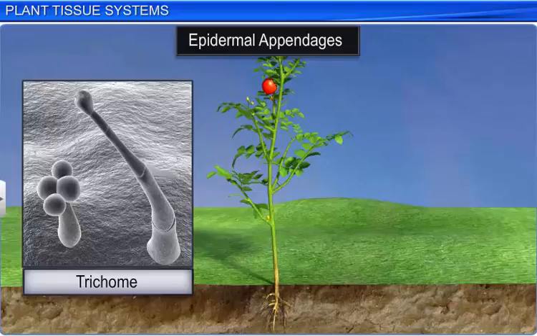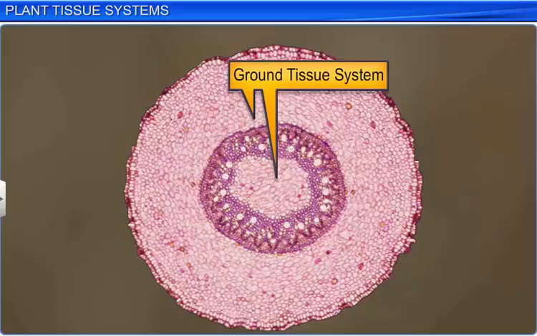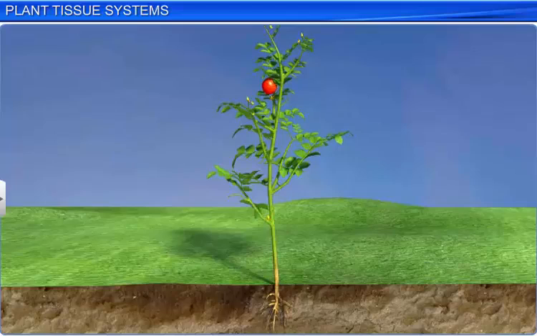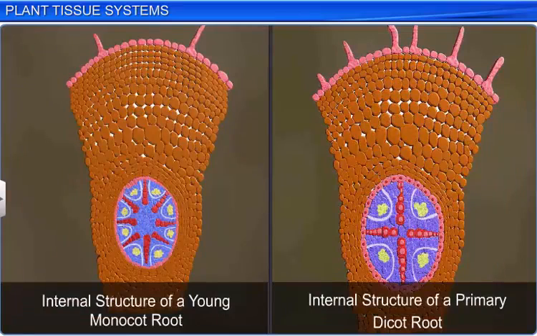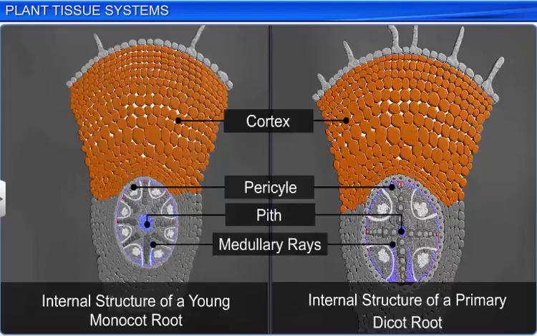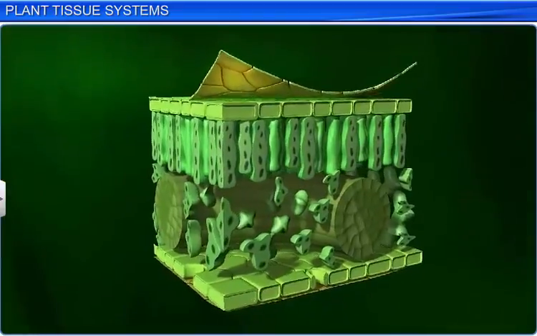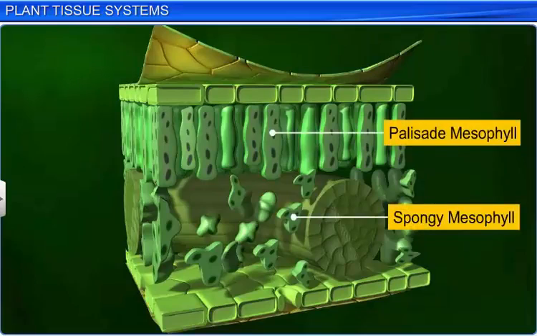The second type of tissue system is the ground tissue system. The ground tissue in primary stems and roots consists of parenchymatous cells found in the cortex, pericycle, pith, and medullary rays. In the leaves, ground tissue is composed of thin-walled chloroplast-containing cells, collectively called mesophyll.